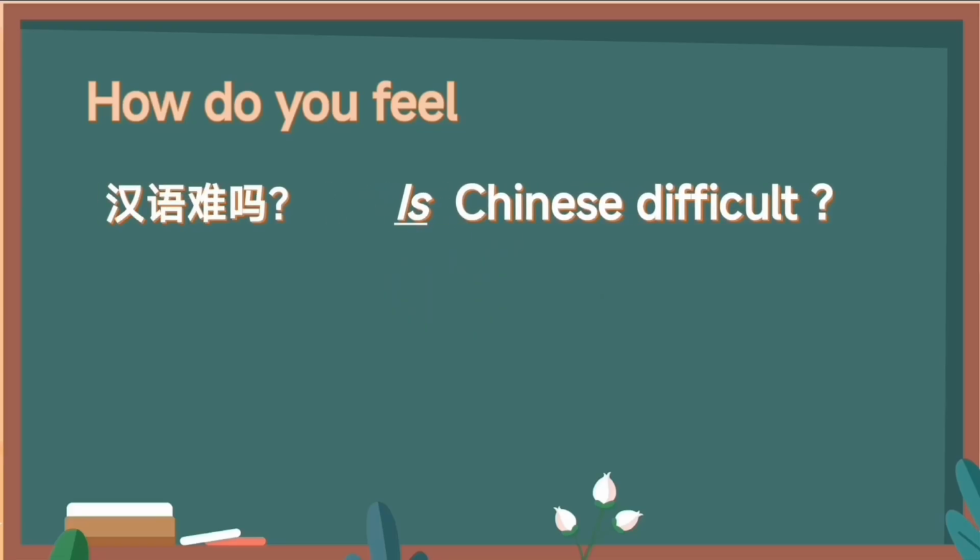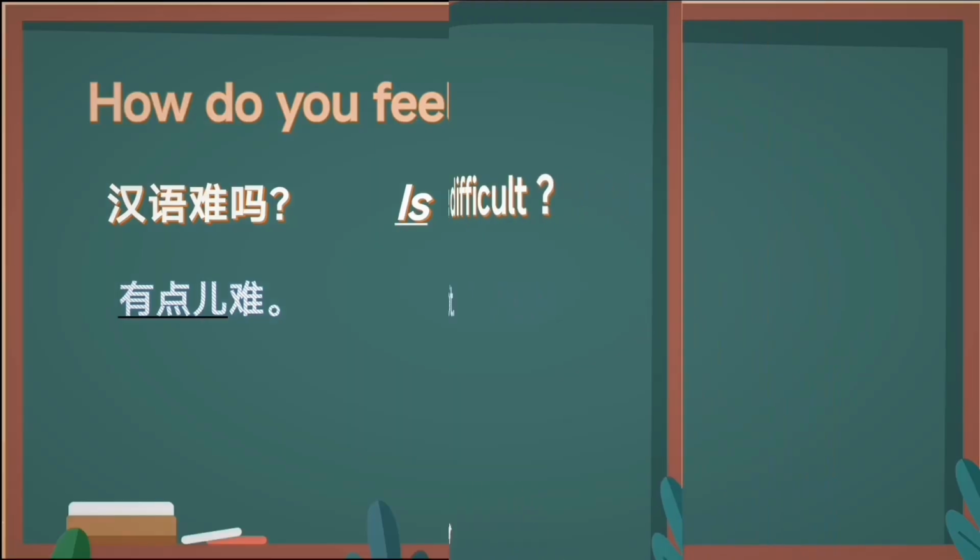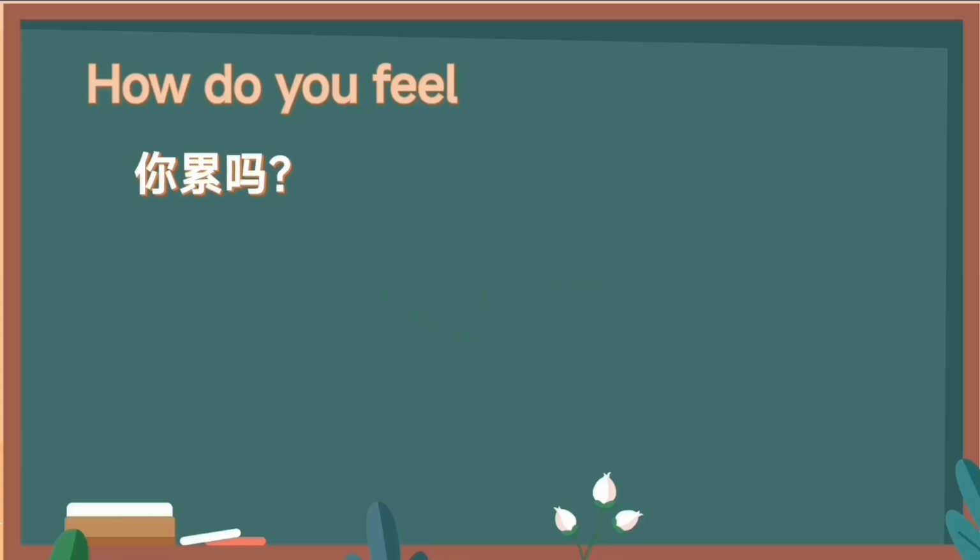汉语难吗？ Is Chinese difficult? 有点难。有点 means a little bit or somewhat. The implied meaning of 有点难 is not so hard. Repeat after me, please. 汉语难吗？有点难。As for how to give a negative answer, we put negative adverb 不 before the adjective phrase.